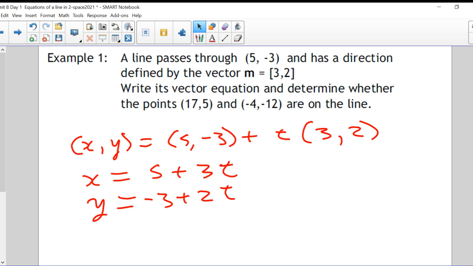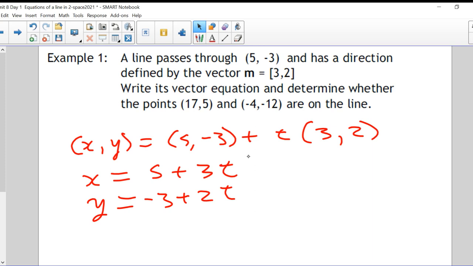It just depends on the value of t. So I can generate any x and any y by simply changing the value of t. If t is 1, that gives you a particular value of x. If t is 2, it gives you another value of x, and so on and so forth.